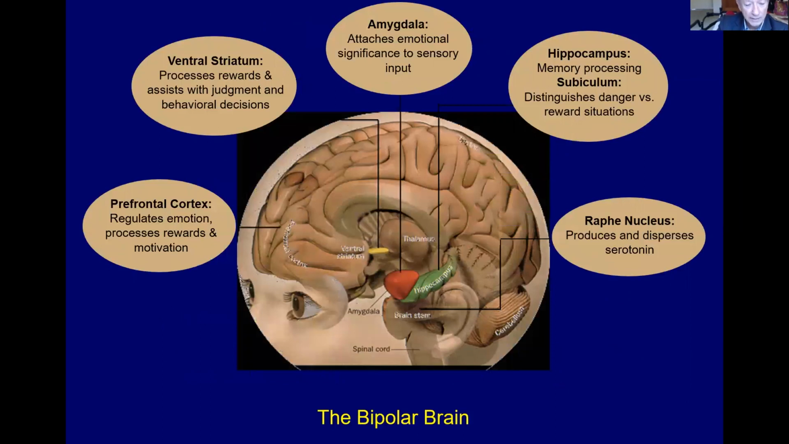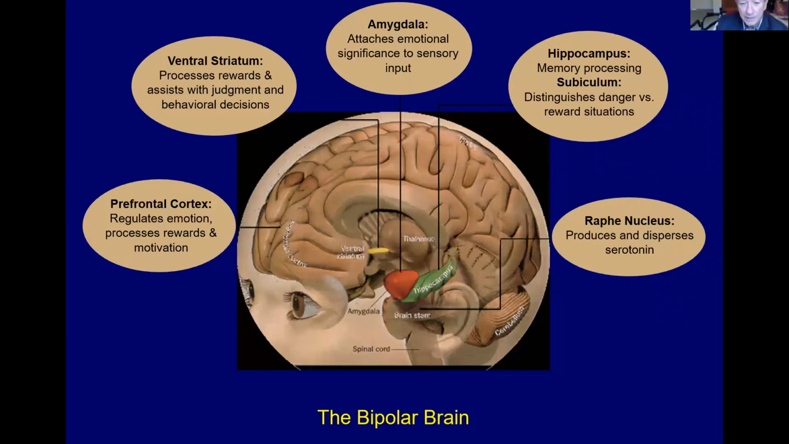We know more about affective disorders and the bipolar brain. And this diagram comes from that Time magazine article. And we know that the prefrontal cortex regulates emotion, processes rewards and motivation. The ventral striatum also processes rewards and assists with judgment and behavioral decisions. The amygdala, again, attaches emotional significance to sensory input. Hippocampus, memory processing. Subiculum distinguishes danger versus reward situations.